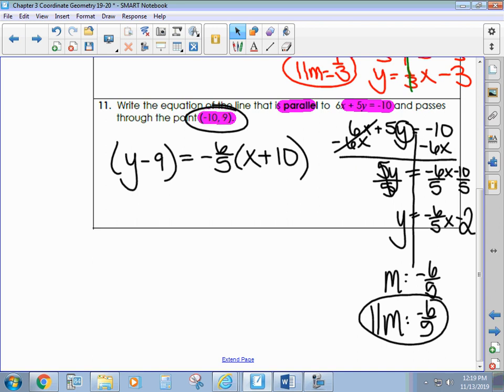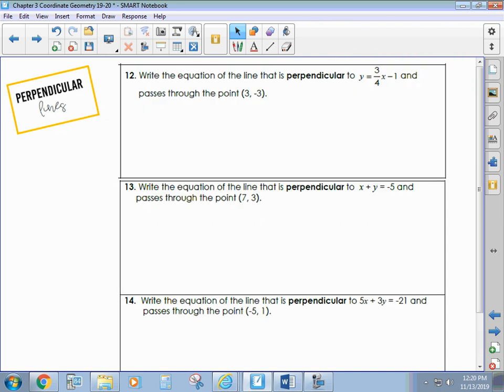If you see a multiple choice question, your answers might be in point-slope form. It might be in slope-intercept form. You just have to be prepared to see either one. If this is an extended response problem, where you write your answer, both answers should be accepted. Okay, we good? y minus 9 equals negative 6/5 x plus 10. Okay, good. Move on to the next one.